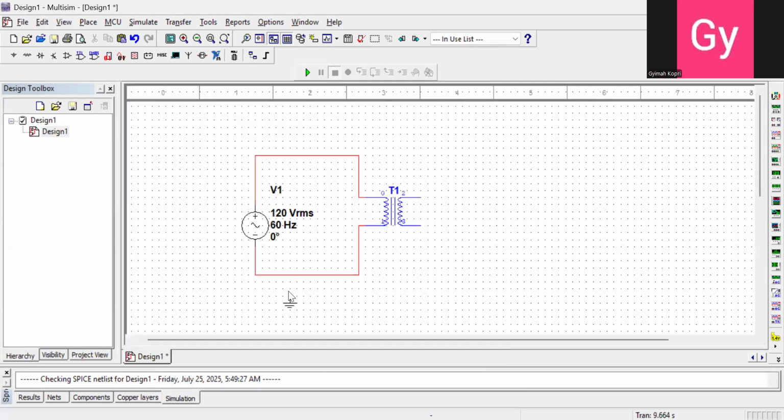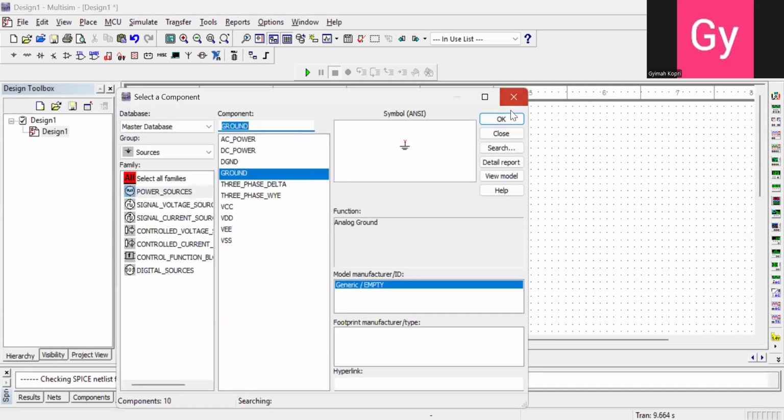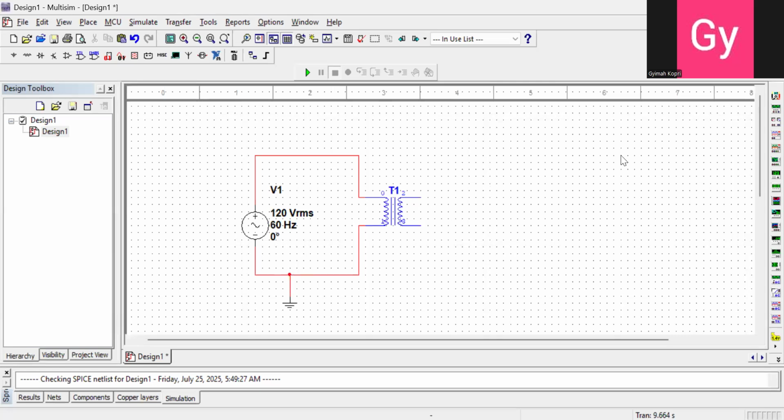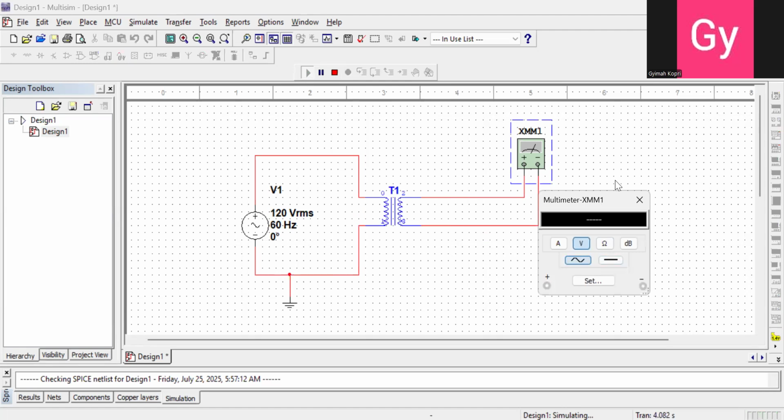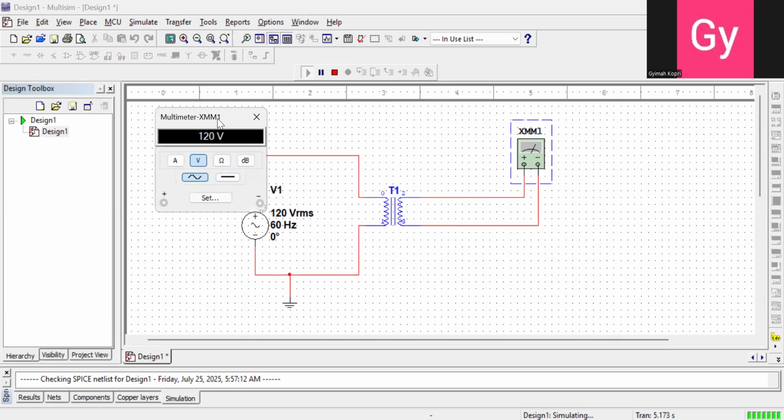So let me first of all ground the circuit. Then I bring a multimeter which can measure voltage, current, and resistance. So let's try and simulate this. I want to see the voltage coming. I think there's something I'm not doing well, or I'm trying to measure AC, DC. So the AC is still giving us 120.